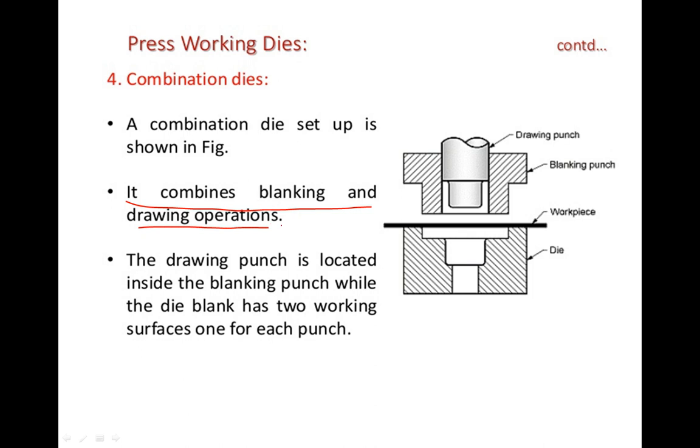Drawing operation, if you recall, is to draw a cup from the sheet metal. So that is the drawing operation. And the blanking operation is to cut the material from the sheet. So the drawing punch is located inside the blanking punch, while the die block has two working surfaces, one for each punch.